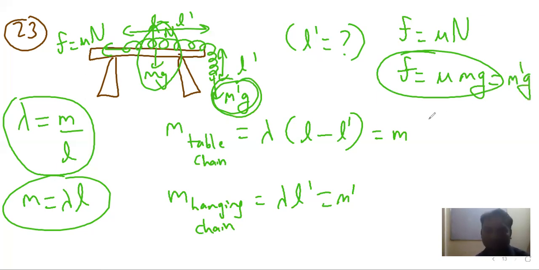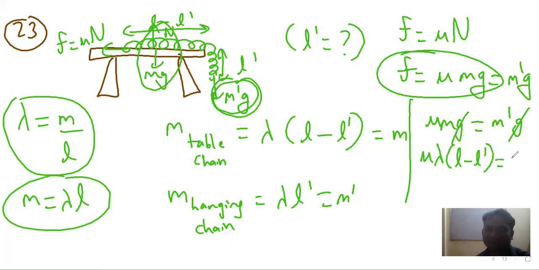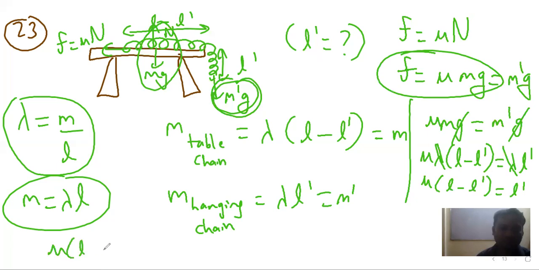So what do we need to find in this case? We need to find L dash. So we have this equation, mu mg is equal to m dash g. This g cancels. So mu m, so lambda into L minus L dash is equal to lambda L dash. Lambda cancels on both sides. We get mu into L minus L dash is equal to L dash.